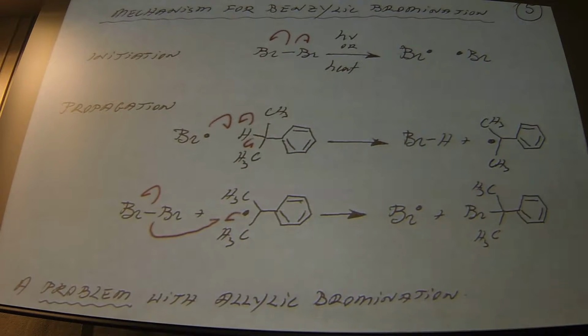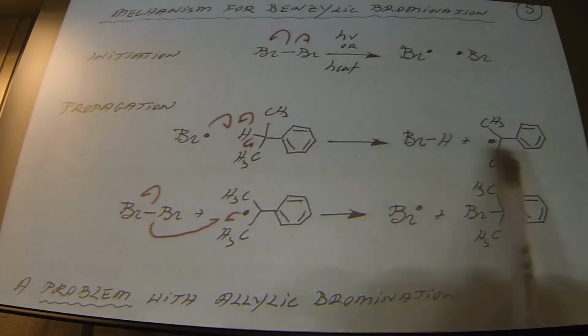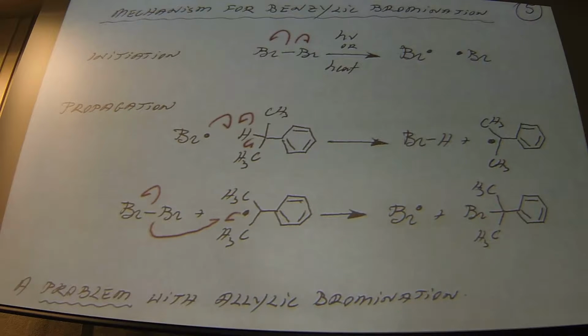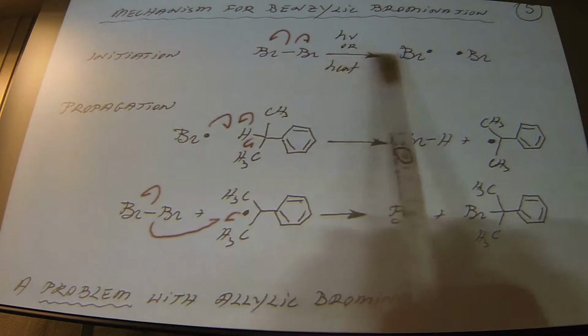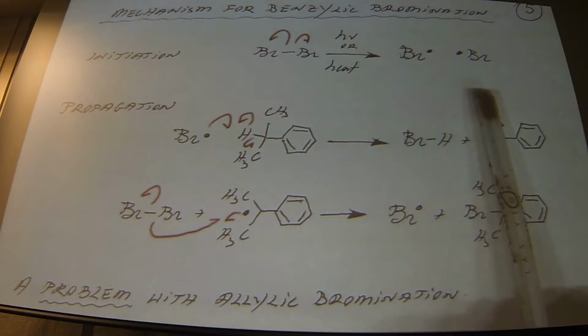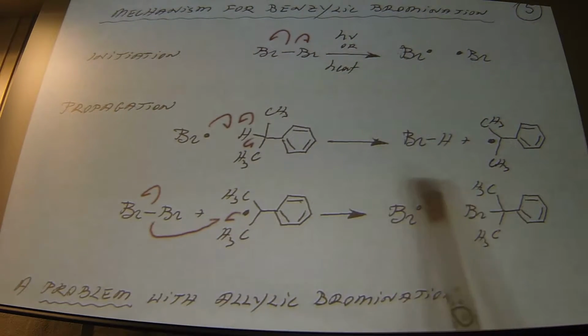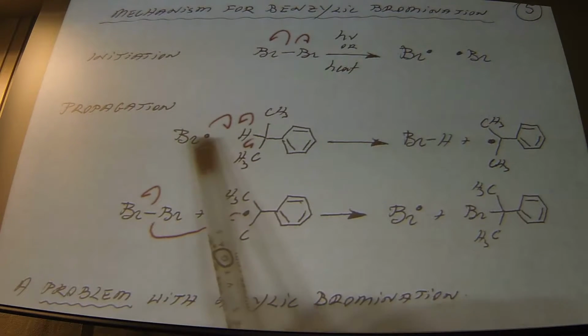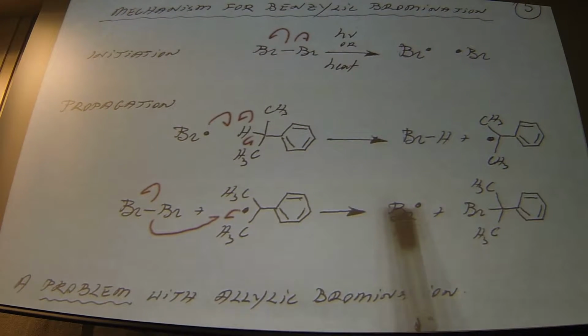I hope you remember, any two radicals combining is going to represent a what? That's going to represent a termination step. And so initiation is where you form the two initial radicals, and then propagation steps. This is the chain where you start with a bromine atom and you end up with a bromine atom.